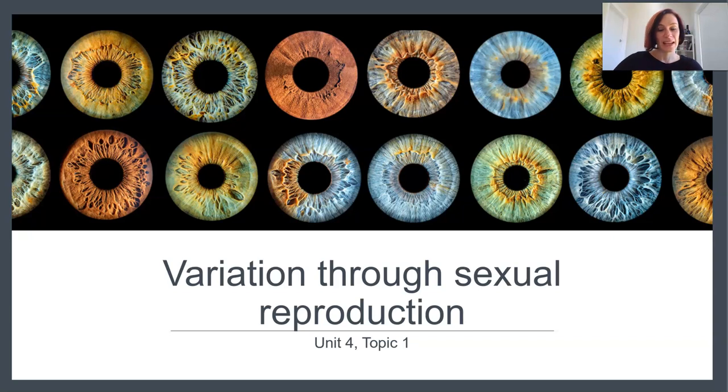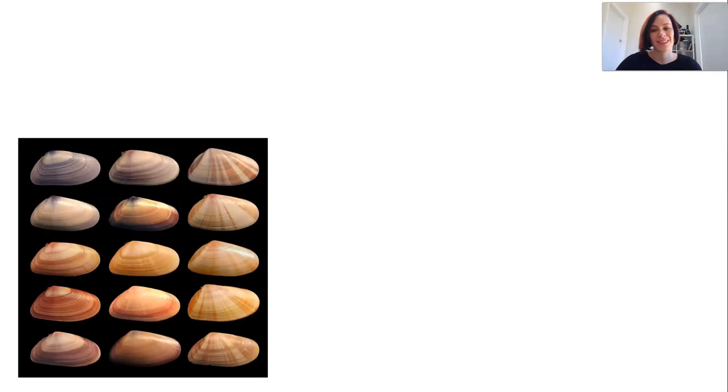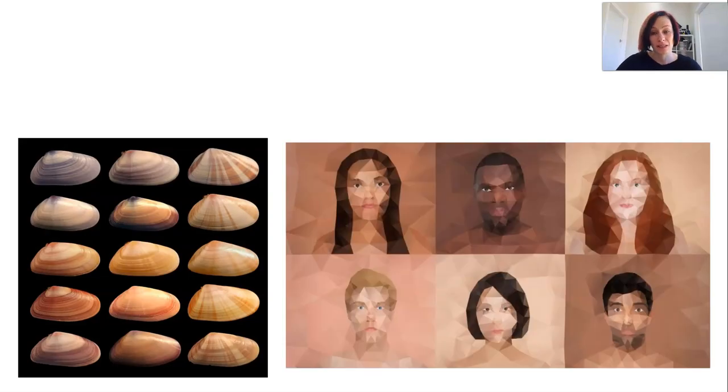In this lesson, we are looking at variation through sexual reproduction. So we're still talking about meiosis, we're just looking at a more specific part of it. One of the benefits of sexual reproduction is that the organism inherits a new, unique combination of genetic information, and this increases the diversity within a species, which we know is beneficial for the survival of a population.